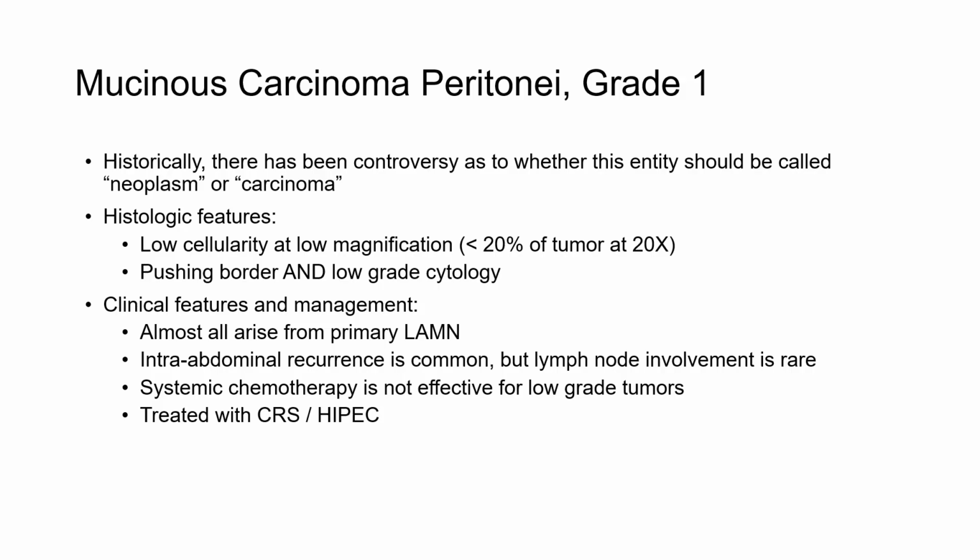Almost all of these arise from primary appendiceal tumors. Intra-abdominal recurrence is common, but lymph node involvement is rare. And the main reason that it's important to distinguish between this low-grade disease and high-grade disease is that systemic chemotherapy is not effective for low-grade tumors, so these patients are primarily treated with cytoreductive surgery and heated intraperitoneal chemotherapy, or HIPEC.